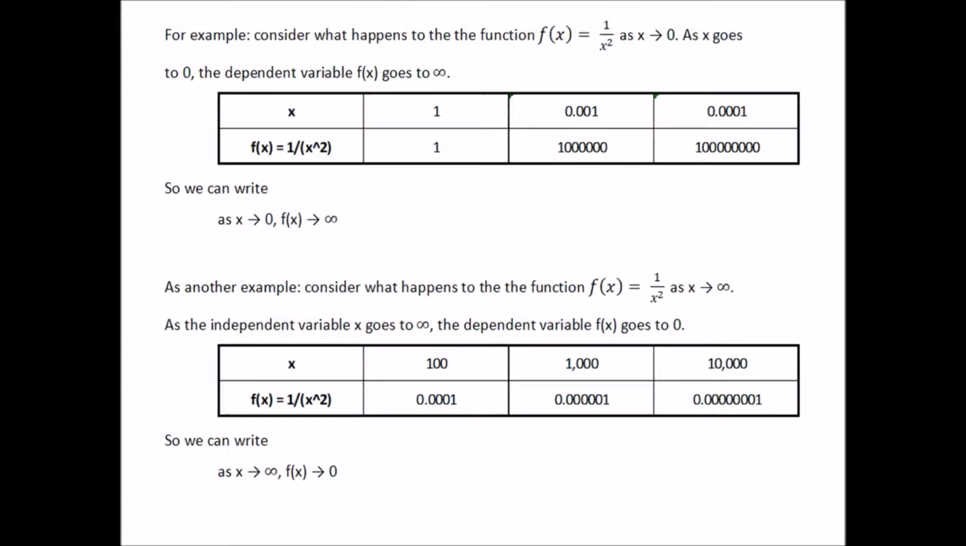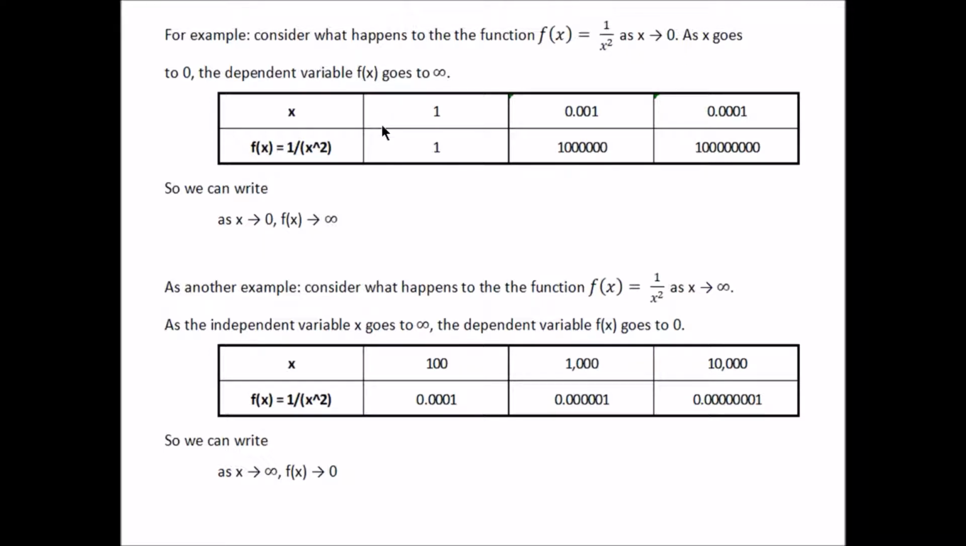For example, let's consider the function f of x equals 1 over x squared. And let's see what happens as x goes to 0. Now, x going to 0 and the function definition determine what happens to the dependent variable f of x.